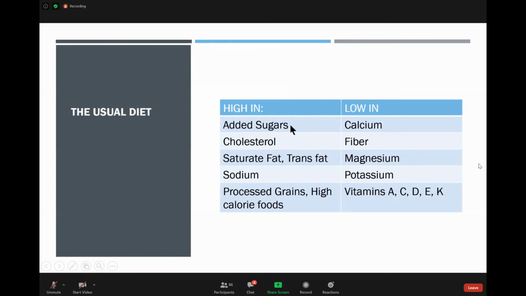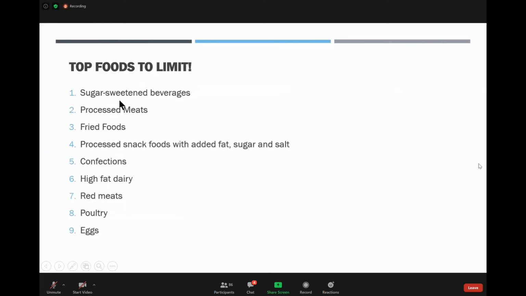That's why the move is that we have to limit these foods: your sugar-sweetened beverages, your processed meats, your fried foods, your processed snack foods and added fat sugars. You have your confections, high-fat dairy, red meats, poultry, and eggs. So, ang tanong ay, Doc Dex, magagamot po ba talaga ang diabetes? Paano po kaya namin magagamot itong mga hypertensive retinopathy, itong ating mga diabetic retinopathy, kung nandiyan na yan? So the answer is to treat the root cause, and the root cause mainly is their lifestyle. Kasi hindi naman sila magkakaroon ng ganyan kung hindi naman po at the very beginning nagkaroon ng insult, yung pagkakaroon noong ating mga pinagsimulang disease, specifically your diabetes mellitus.